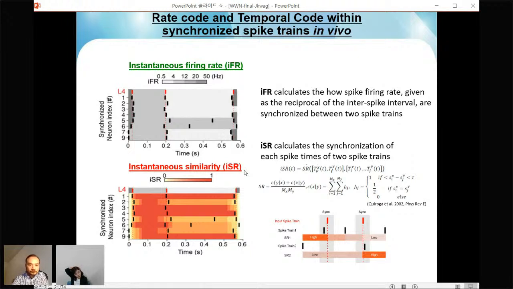Now, in order to see whether the neurons in layer 5 and 6 are also synchronized in spike timing, we introduced a measure called the instantaneous similarity, which calculates the synchronization of each spike time of 2 spike trains. Basically, similar concept. If you see the red here, that means the similarity of these 2 spikes having a similar spike time is very high. Red indicates high similarity, and yellow indicates low similarity. So if you see a lot of red, that means for this specific spike train or this spike ISI, they have high similarity.